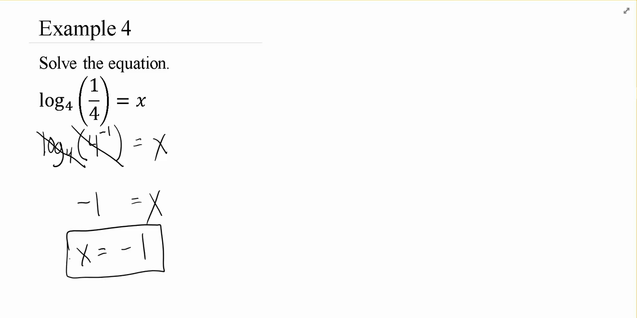So that's what I wanted to point out here, is that when the variable's already by itself, don't worry about moving stuff from side to side. Just simplify the side that's nothing but calculation, that's nothing but numbers.